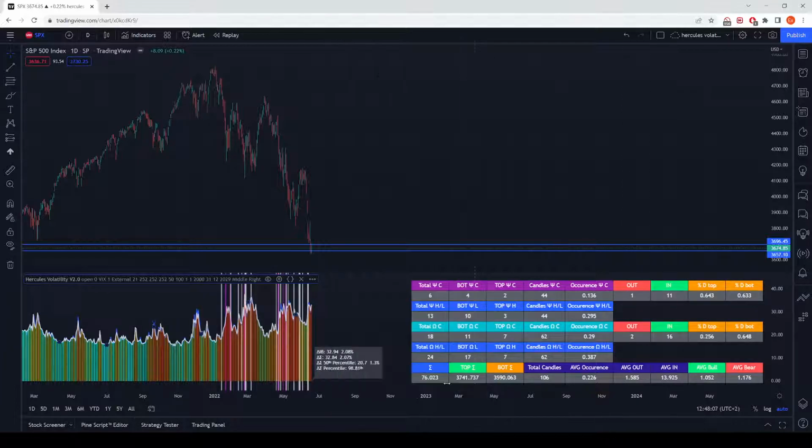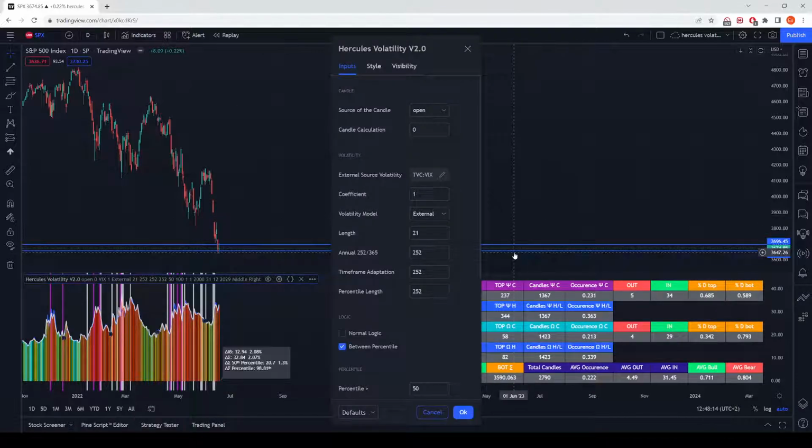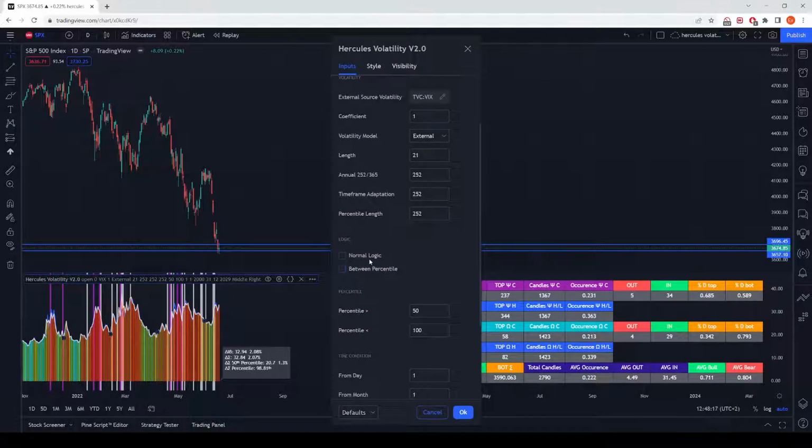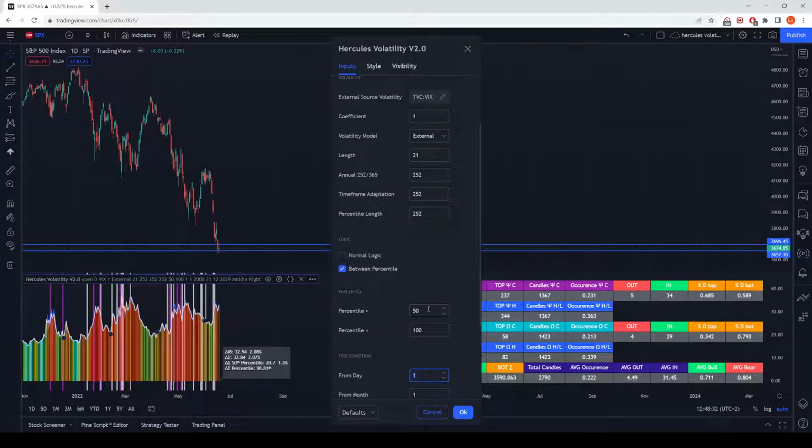So, for example, if I take a look at the entire data since 2000, we can see that overall the data is there. But if I take a look at the normal logic, we will have an 84%. In this case, if I take a look from 0 to 50 percentile, we can see that our ratio is going to be actually close to 90%. And if I look from 50 to 100, you can see that it's going to be 78%. So we are going to benefit from doing a long iron condor much more when we have a smaller percentage than a bigger one.